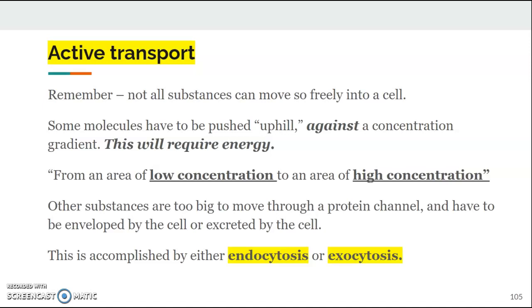Remember that we said it is natural and it is normal for you to want to move from a crowded room to spread out, right? It is not natural or normal for you to want to go where it's not crowded, so you're forcing your way into a crowded room, so to speak, right? So other substances are too big. This is accomplished by either endocytosis or exocytosis. So those are two of our main active transport processes.